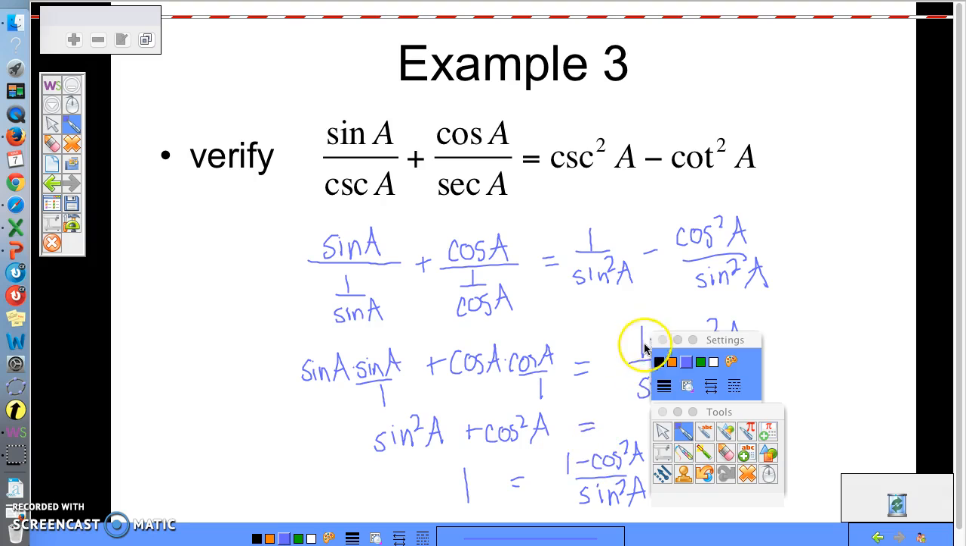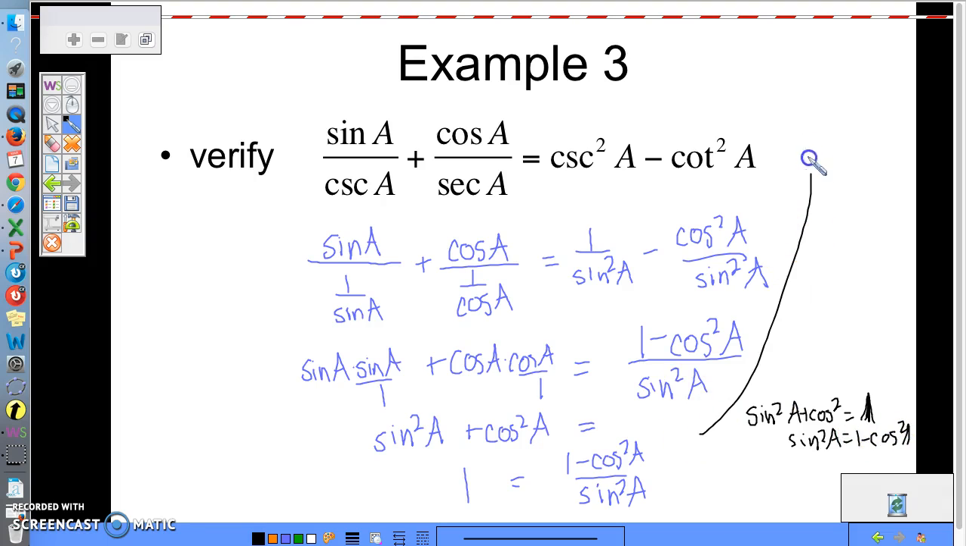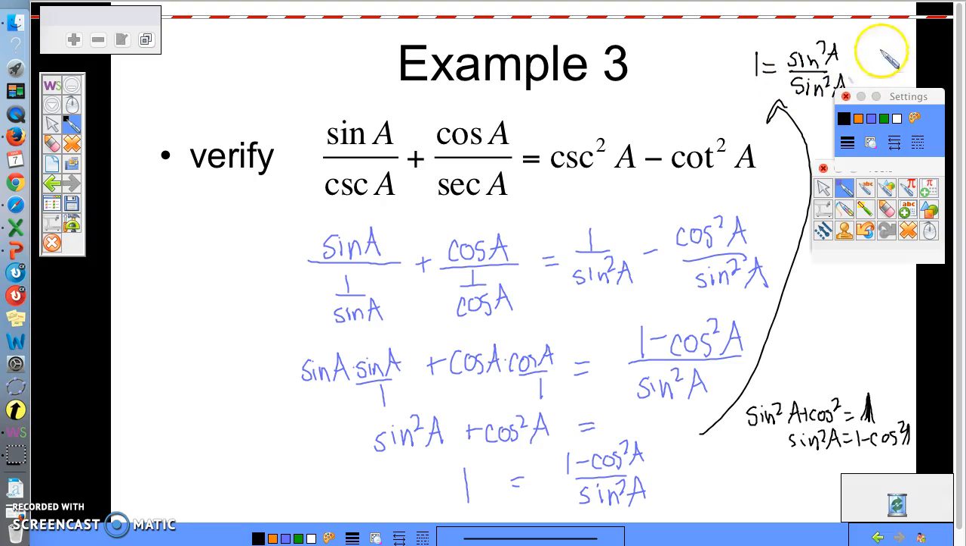So somehow we have to get that side to equal 1. Well, that Pythagorean identity again. We know sine squared of A plus cosine squared of A equals 1. So if we rearrange this, sine squared of A equals 1 minus the cosine squared of A. So this left side, we have 1 equals, we could put sine squared of A on top over sine squared of A, and 1 equals 1.